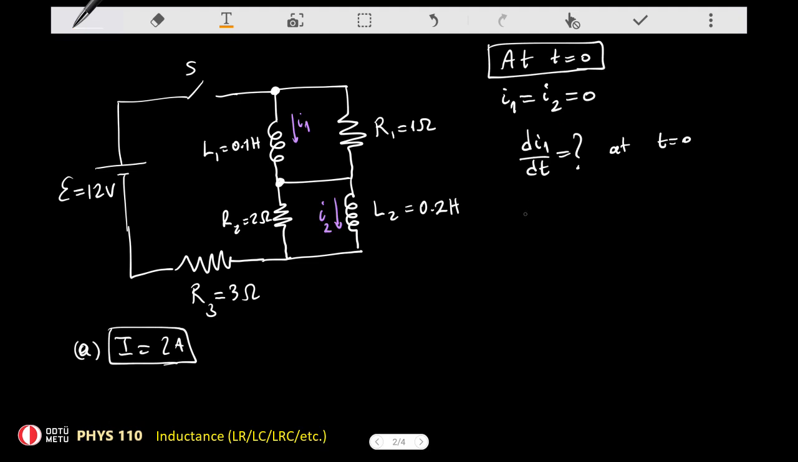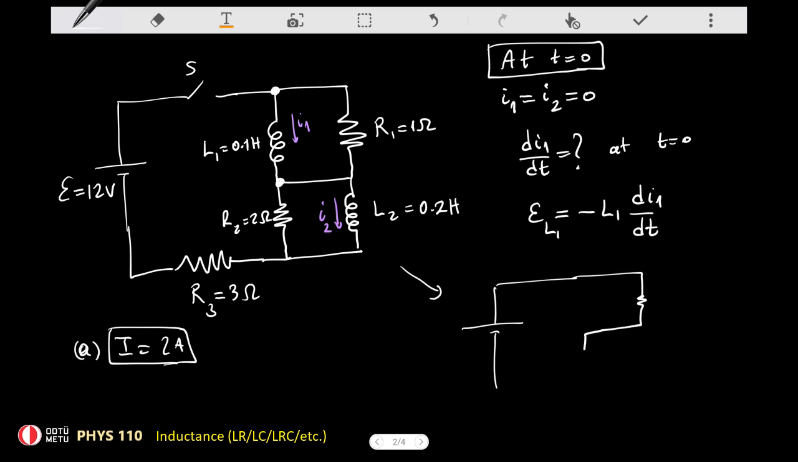So let's remember this. EMF, let's say it like this. The EMF on the inductor L1 is given as this expression. So as a result, if I can compute what that EMF is, I can then find what this thing is. So again, I'm going to draw an equivalent circuit in here, but this time I'm going to draw a slightly different one. All right, let me quickly draw all of these resistors.